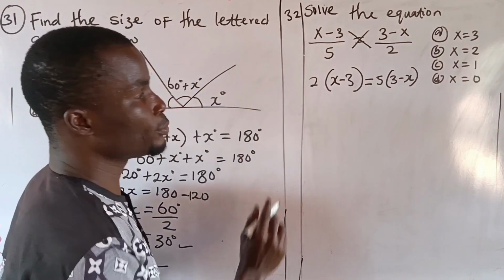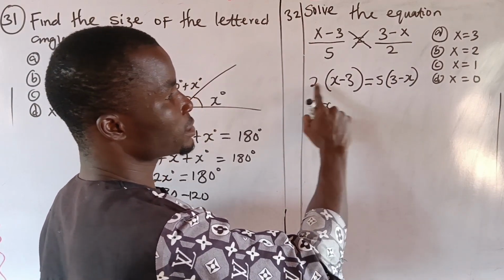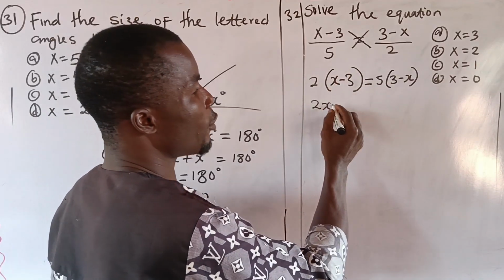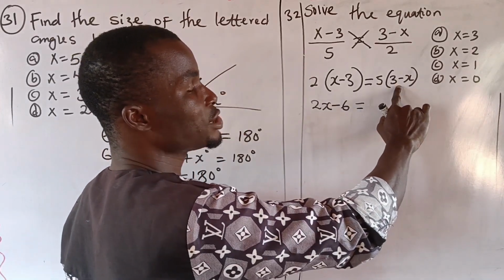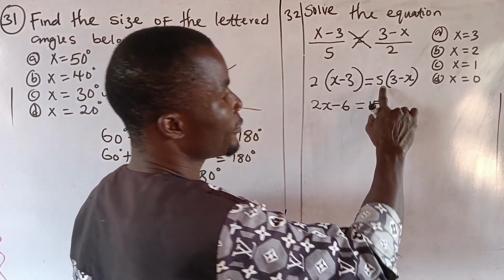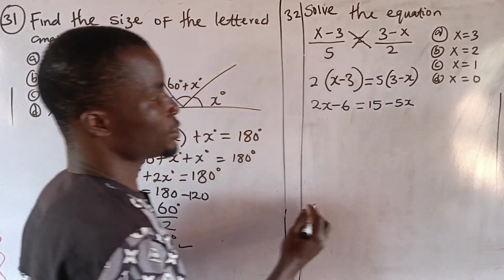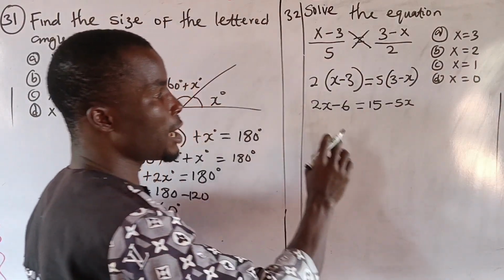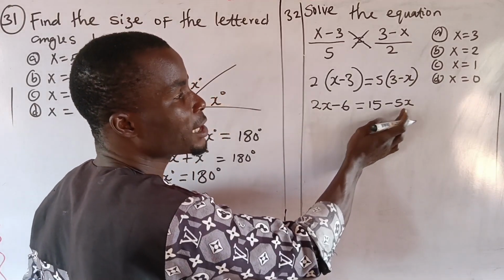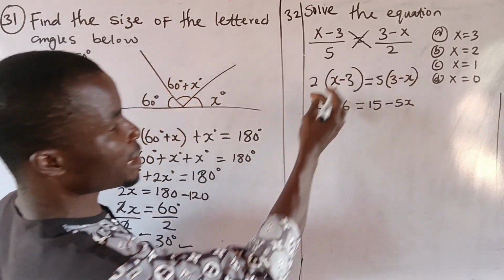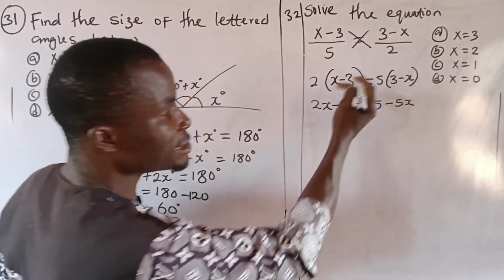So now let's open the bracket. 2 times x, what do we have? We have 2x. 2 times minus 3, we have what? Minus 6, equals to 5 times 3 will give us what? 15. 5 times minus x, we are going to have minus 5x. So now let's collect the terms, that is the one that looks like numbers. So we are taking this to this side, while we are taking this one that has a coefficient of x. Let them be together.